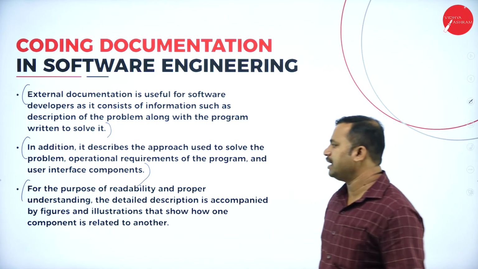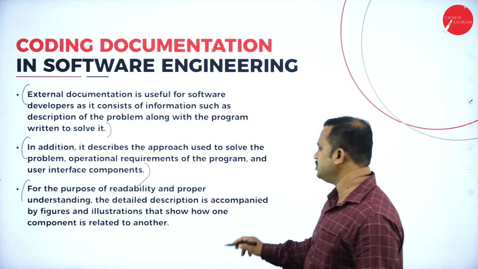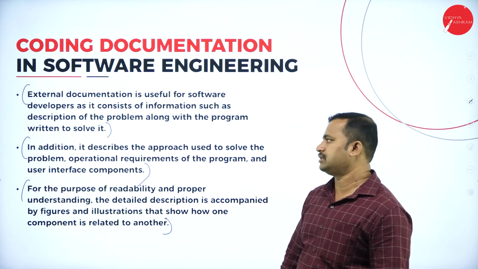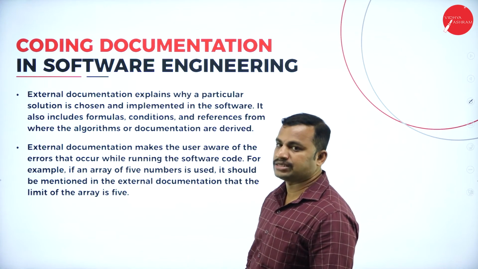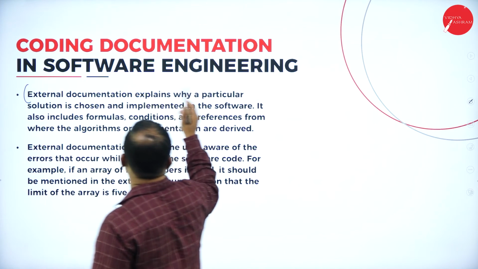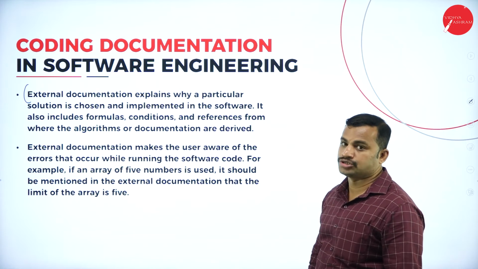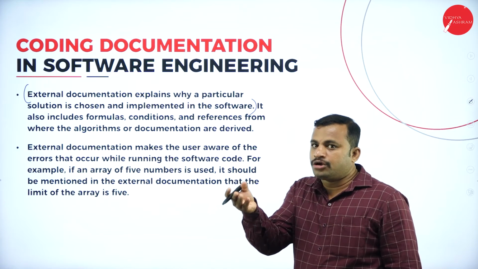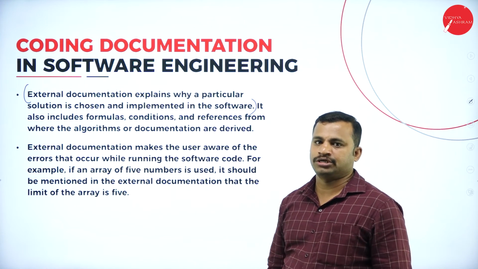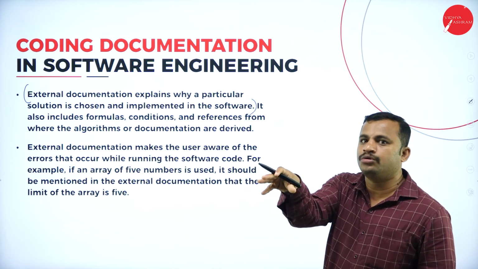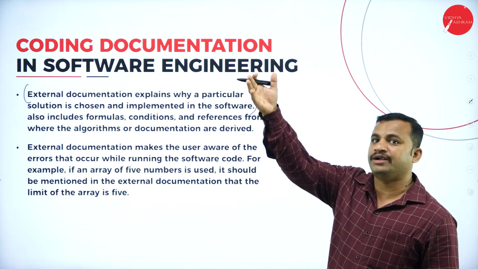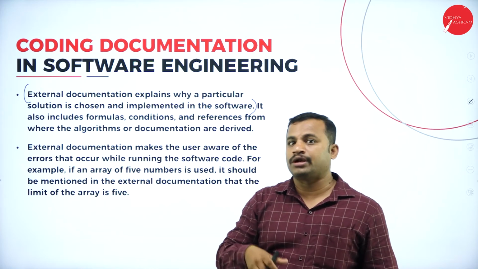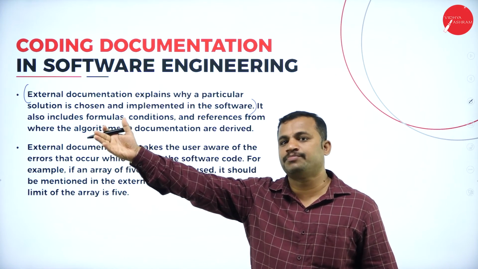For the purpose of readability and proper understanding, the detailed description is accompanied by figures and illustrations that show how one component is related to another. All these are called external documentation. This external documentation explains why a particular solution is chosen and implemented in the software. We have various solutions. That means the logic of one program varies from another. The programmer who approaches the problem may be different from another person, so the logic used in that particular program may also be different from the one used by another person.